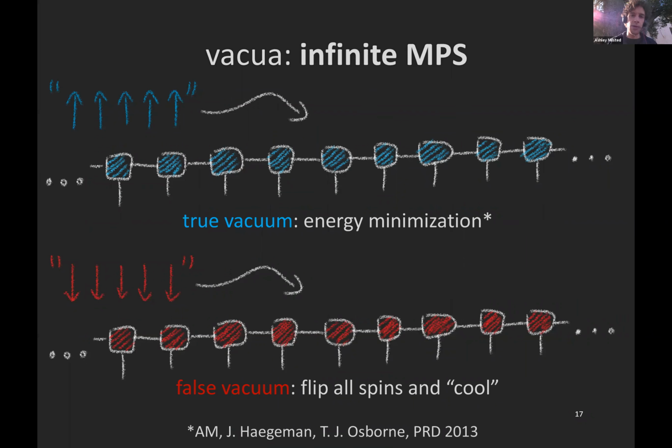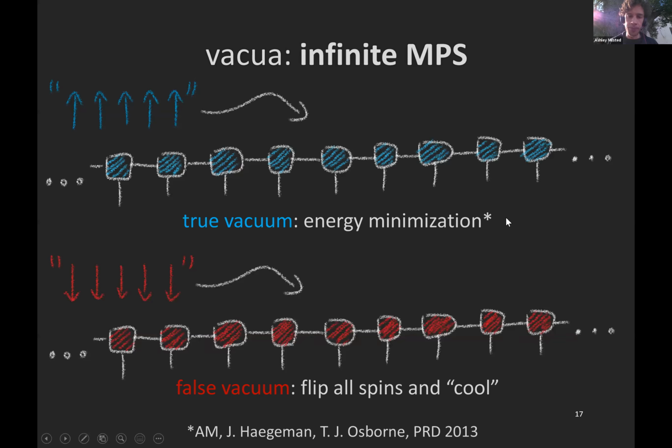So for the vacua in our simulations, we use infinite matrix product states, as I mentioned. So the dressed version of this all spin up state, which might be the true vacuum of the spin chain, is represented as some infinitely long matrix product state like this. And it's translation invariant, so all of these tensors are the same. We find the parameters of these tensors via an energy minimization procedure.